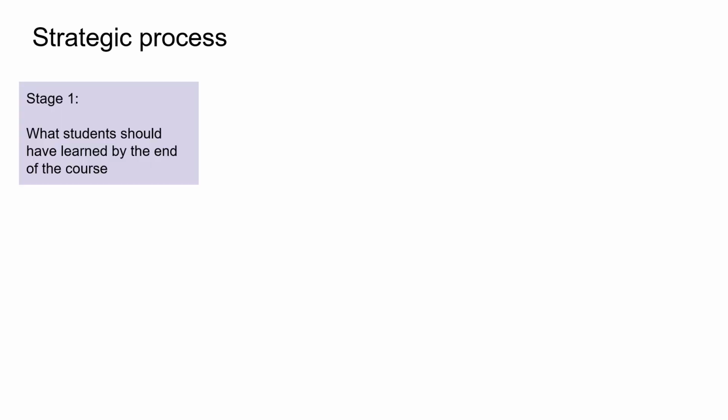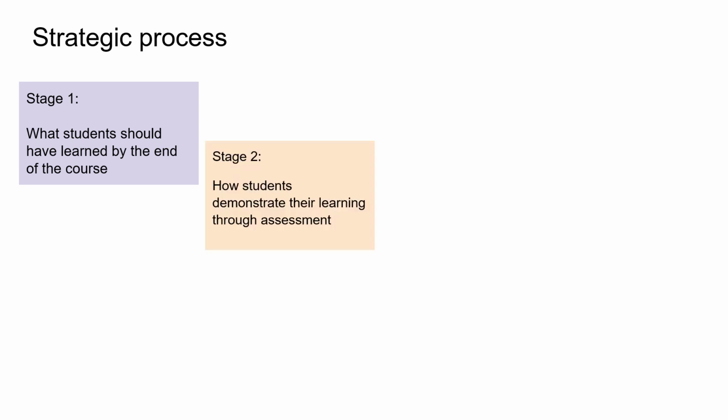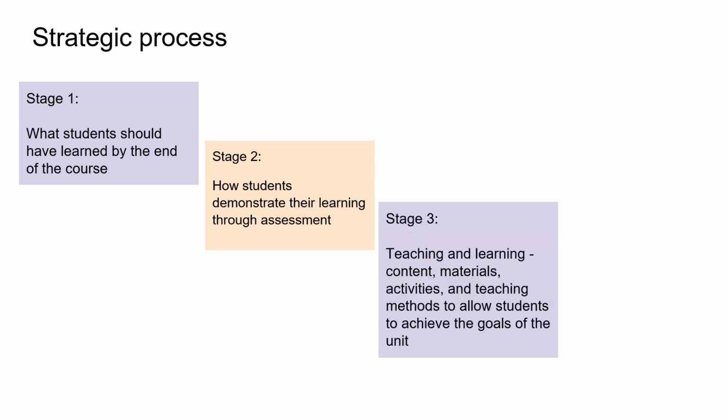So backwards design and constructive alignment are a strategic process. They generally have 3 stages. In the first stage, we think, okay, what should students have learned by the end of the course? The second stage, we move on to how students demonstrate their learning through assessment. So we did talk a little bit about assessment as well, and we'll talk more about that next time. We then think about the teaching and learning. So that's the content that would allow students to understand this knowledge, the materials, the activities, and the teaching methods as well.